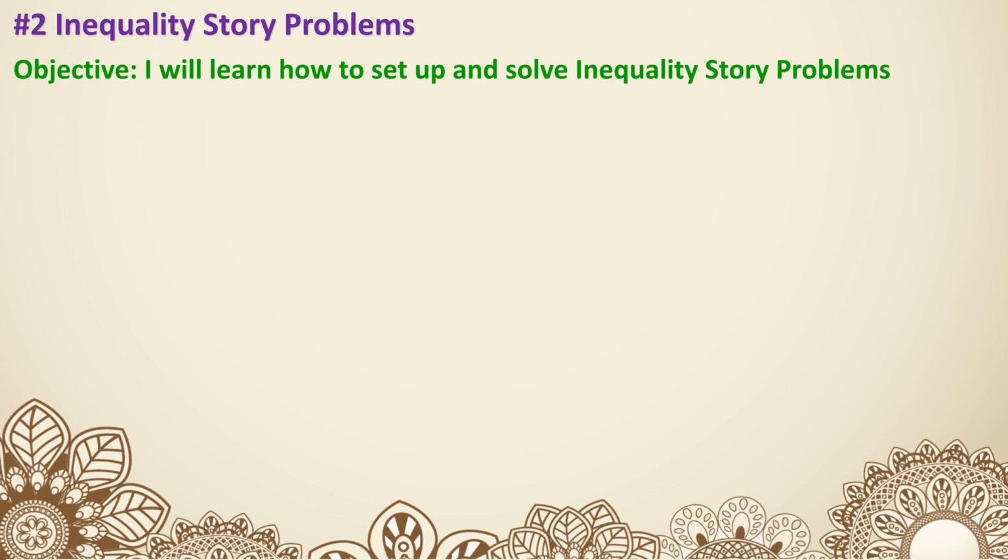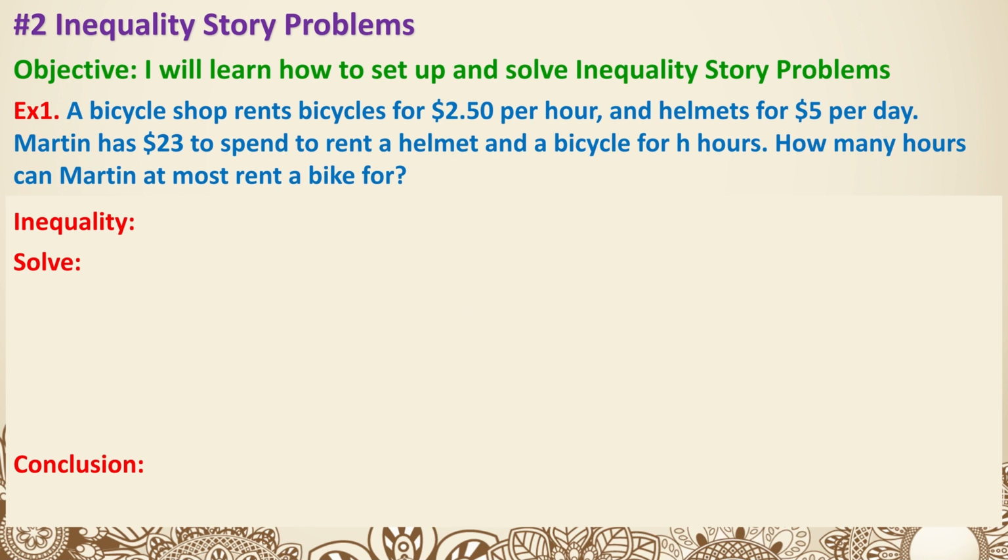Example 1. A bicycle shop rents bicycles for $2.50 per hour and helmets for $5 per day. Martin has $23 to spend to rent a helmet and a bicycle for 8 hours. How many hours can Martin at most rent a bike for?